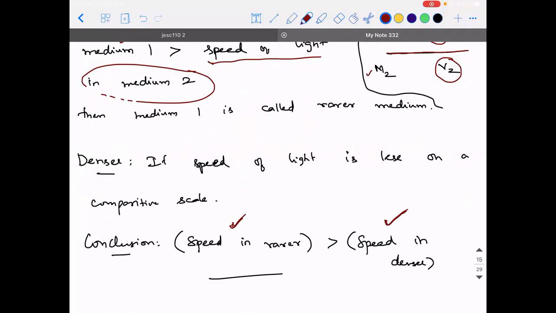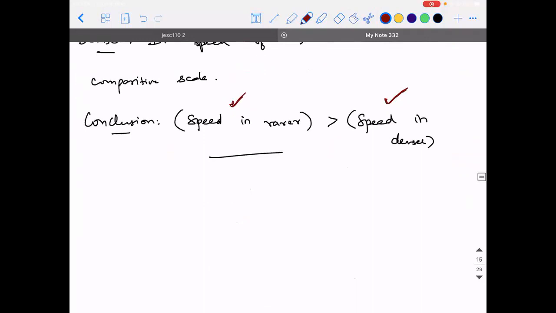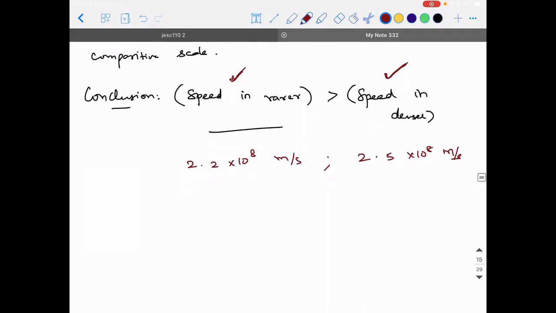Now listen to this carefully. Suppose they give you a question like: the speed of light in a given medium is 2.2 × 10^8 meters per second, and the speed of light in another is 2.5 × 10^8 meters per second. Obviously, which one is going to be rarer and which one is denser? So which one is rarer and which one is denser, guys? First, second? You people tell me.